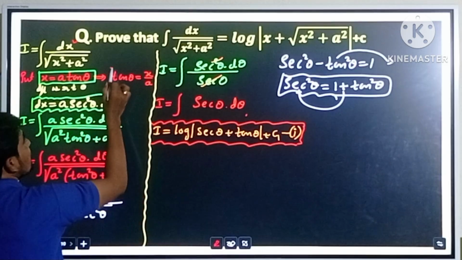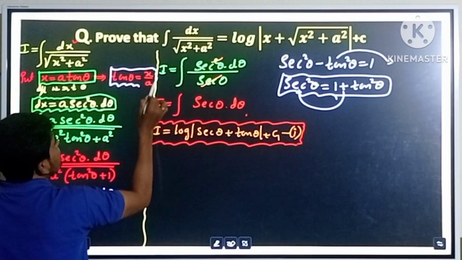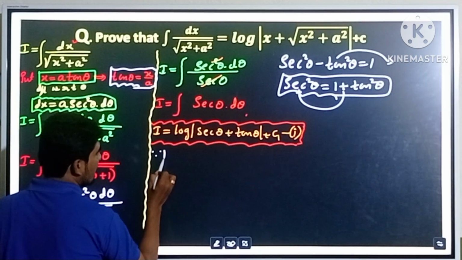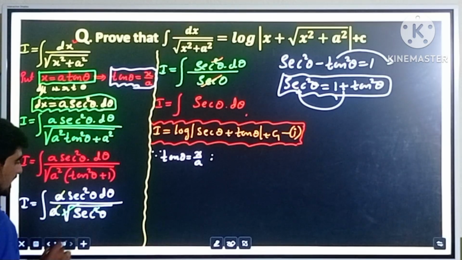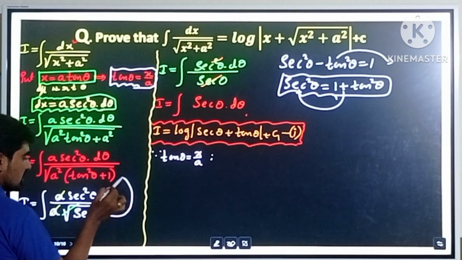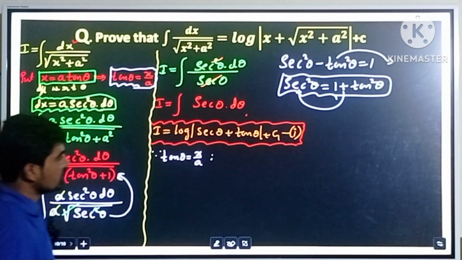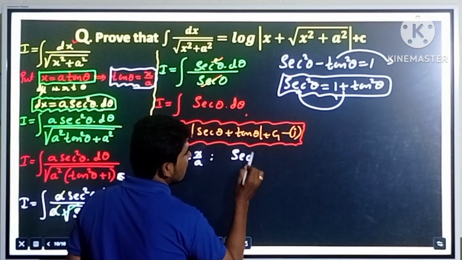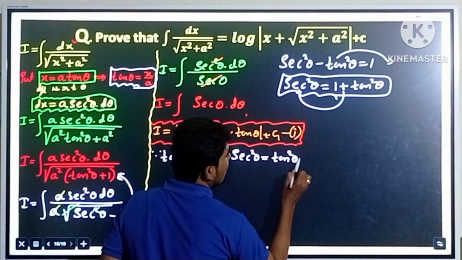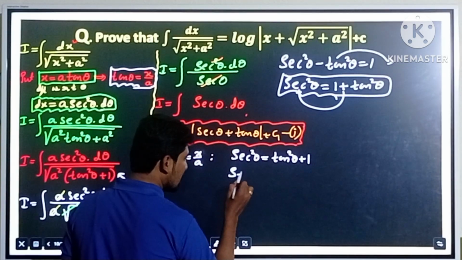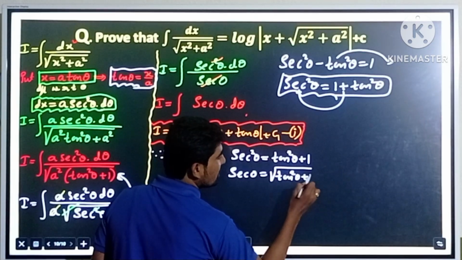Of these two, we already know one of the values, that is tan theta. The value of tan theta is x divided by a. Since tan theta is x by a, we use one of the identities: secant square theta is equal to tan square theta plus 1. Therefore secant theta is equal to the square root of tan square theta plus 1.